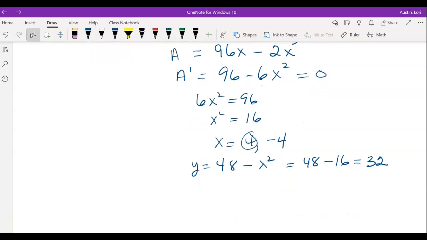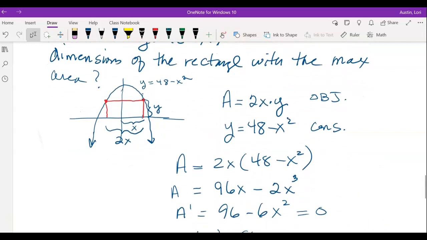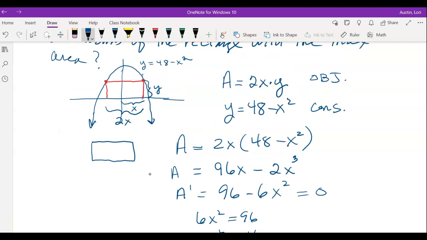But you're not done. And this is one thing I do like about the front. You can't just say, hey, it's a 4 by 32. That's not correct. Go to the original picture and draw. If you drew it right, go to what they're asking you for. What are they asking you for? The dimensions of the rectangle. So here's my rectangle, right? Y is 32. Okay. Here, I'll draw it more realistically for you. It's going to be more like this, probably. Right? It's going to look kind of more like that.